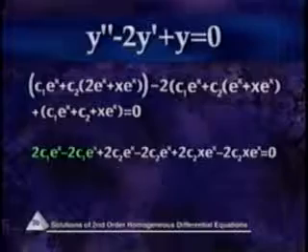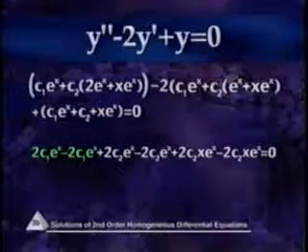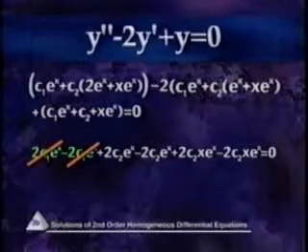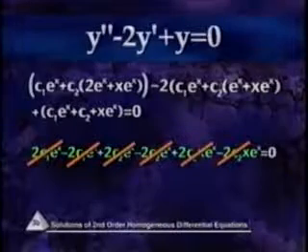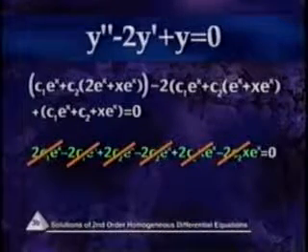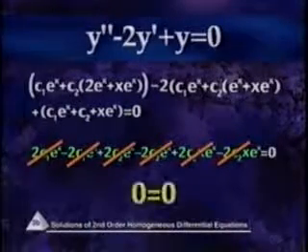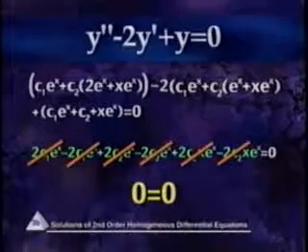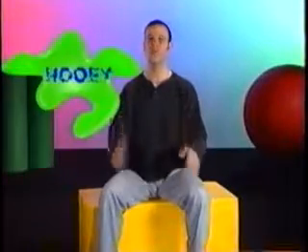Now watch this. The 2c1 e to the x's cancel each other out, as do the 2c2 e to the x's and the 2c2 times x times e to the x's. We're left with 0 equals 0, and the last time I checked, 0 does equal 0, so this one checks out. As you can see, we're not full of hooey here because these things actually check out.